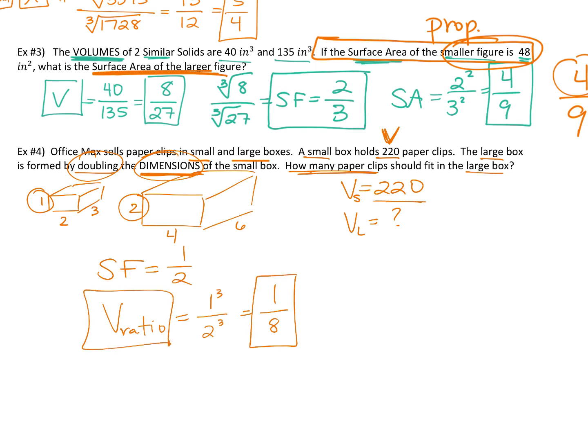And I know the volume of one of them, and I can find the volume of the other one by setting up a proportion. So lots of proportions today, okay? So we're going to say 1/8. Where does the 220 go? Top or bottom? Top. On top. It's the smaller, so go across from the smaller number. X on bottom, cross multiply. So X is 8 times 220, which is 1,760. Paper clips in the larger box.